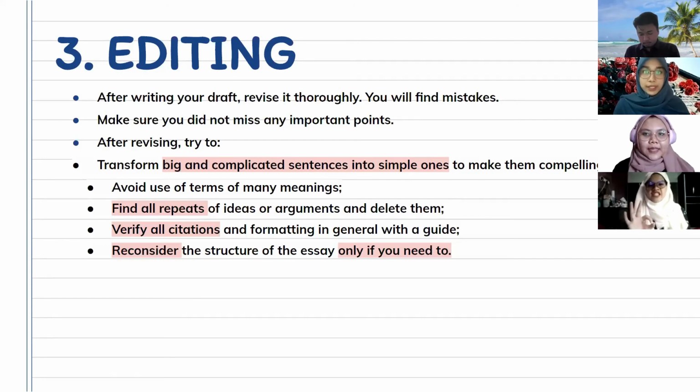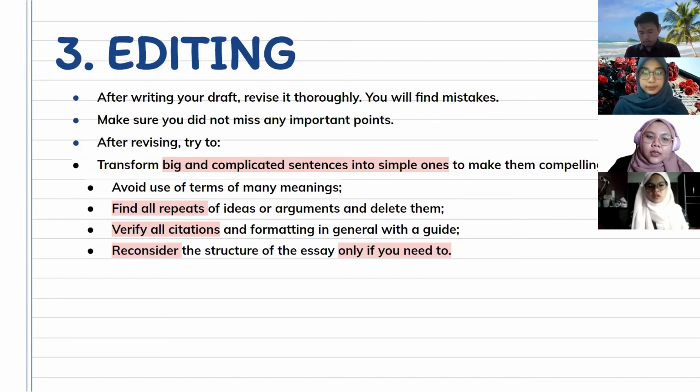Yes, teacher. Okay. So you will find mistakes and try to transform big or complicated or complex sentences into simple ones. Not only to make them compelling, it's also to reduce your grammar mistakes, and then it's easier for a reader to understand what I'm trying to say. Okay? And you avoid use of terms of many meanings. Don't use a word that has many meanings because it can confuse your reader, right? Okay.